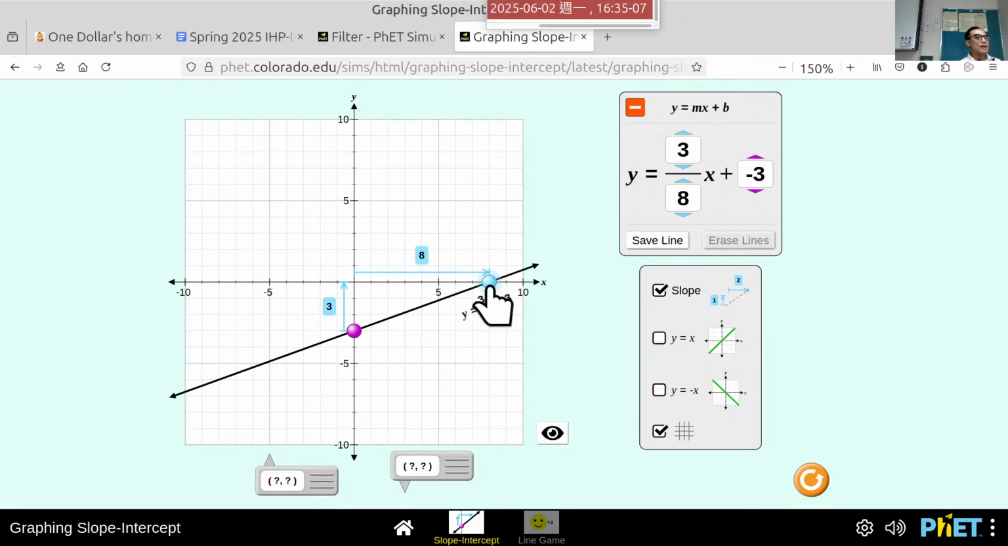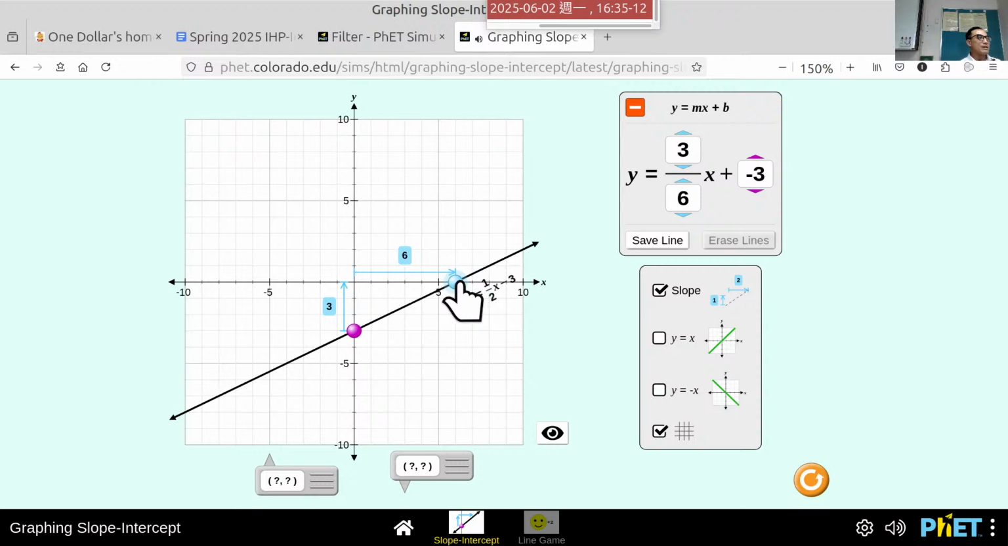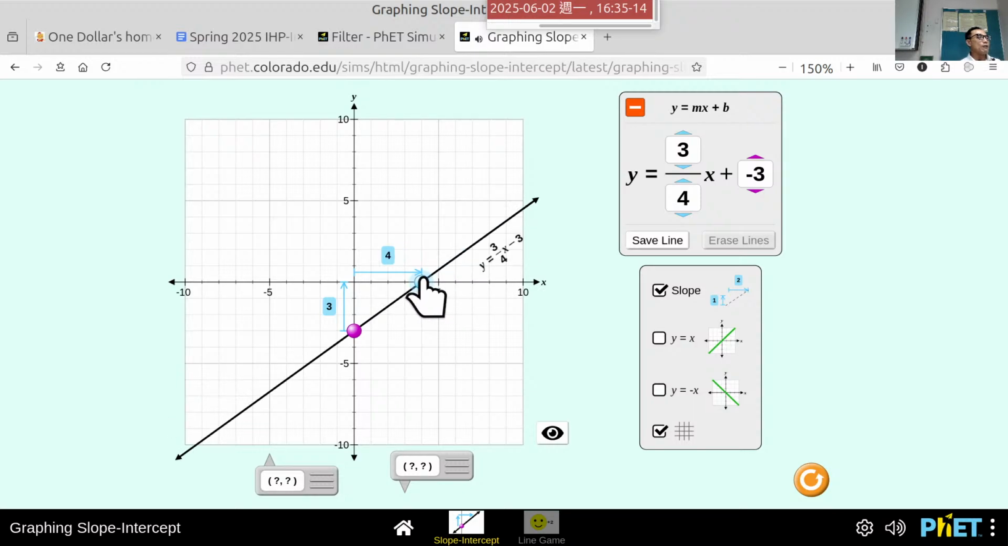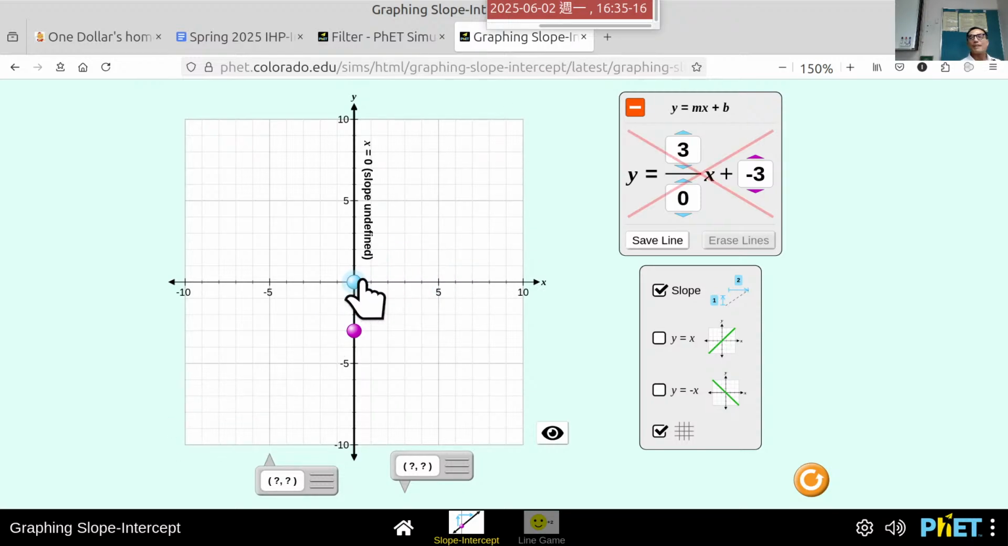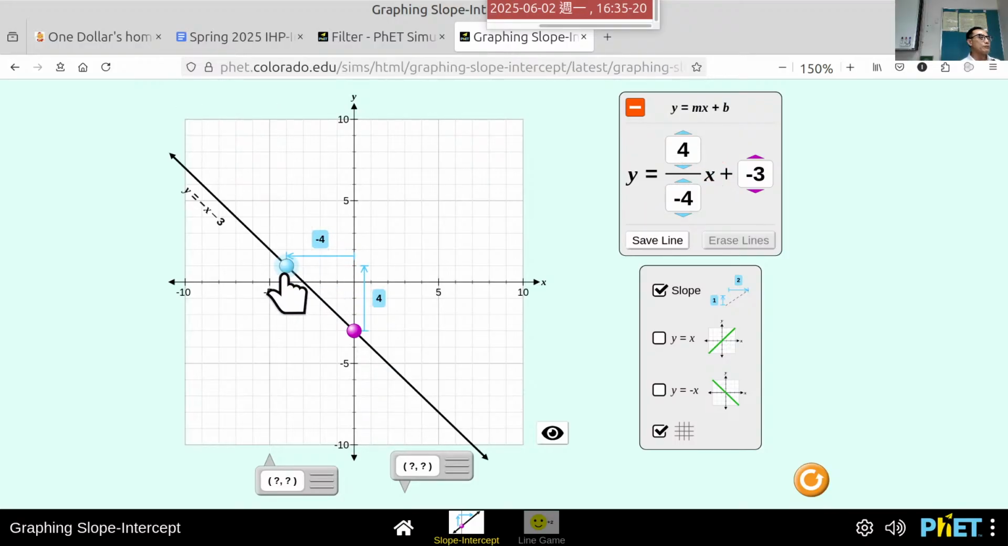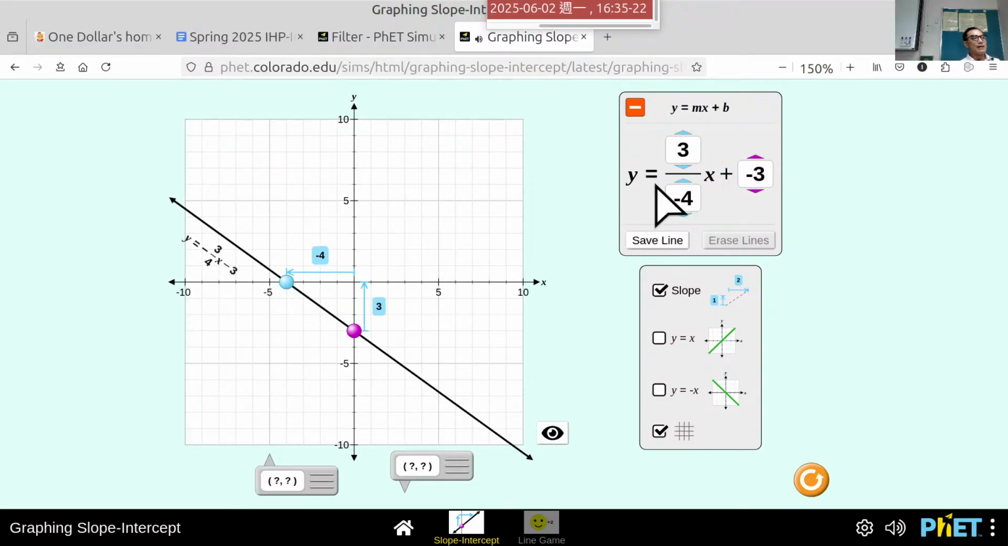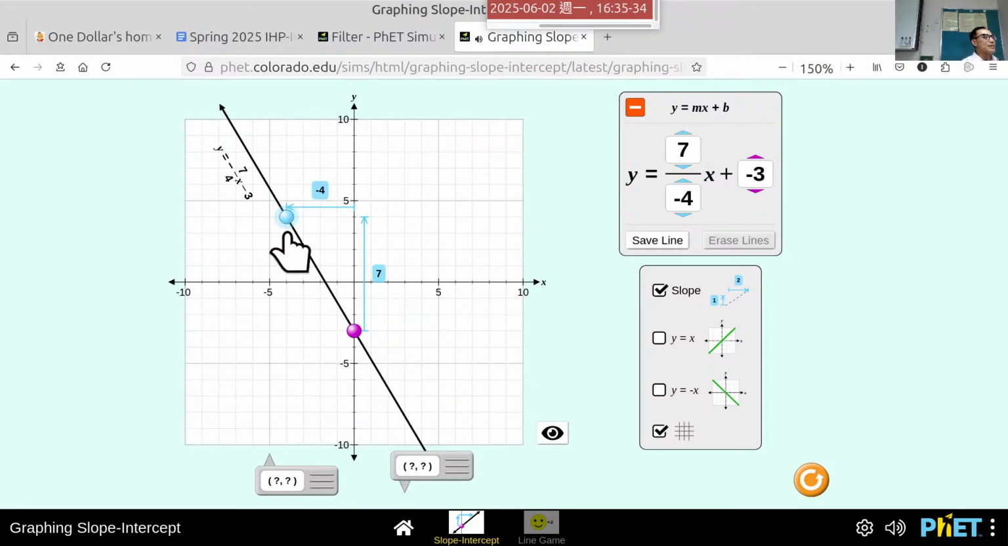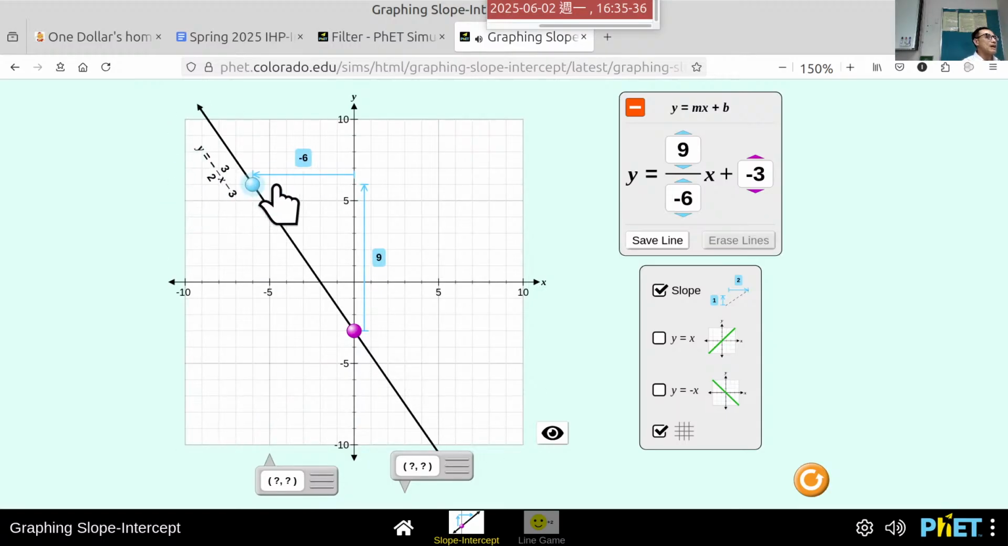And we can move to the left: 8, 7, 6, 5, 4, 3, 2, 1, 0, then it becomes a minus number, -1, -2, -3, -4, and the numerator becomes a minus number. Okay, thus we know one thing: you can move it up and down, and you can move it to the left and to the right.